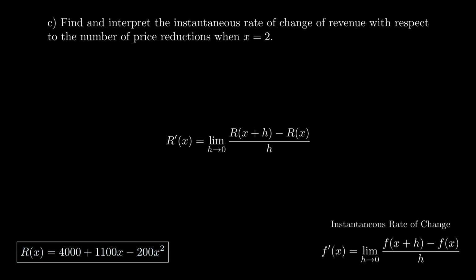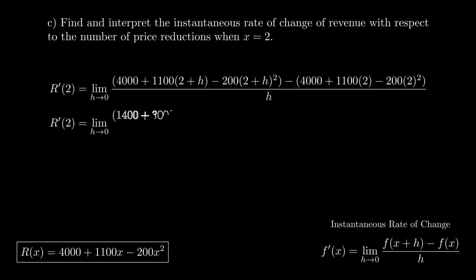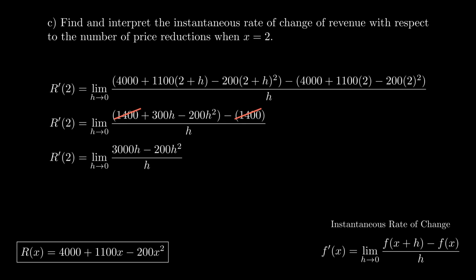We know that the point that we're interested in is x equals 2. Plugging that all in gives us this big expression. Expanding all the brackets and simplifying gives us this, which allows us to cancel out our constants. Once we've done that, we know that every term in the numerator and denominator has an h, so we can go ahead and simplify this fraction by dividing an h from each term.